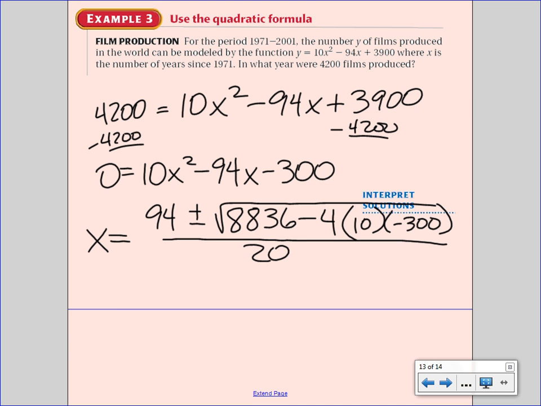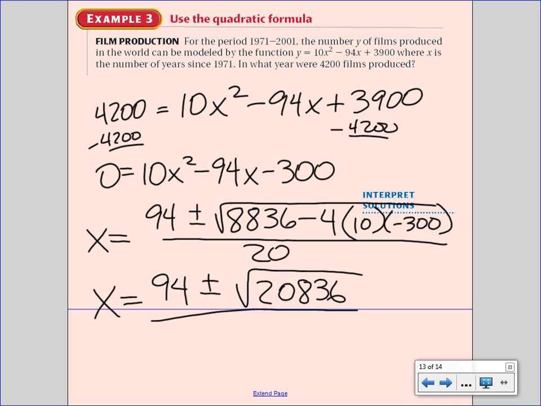Okay, 20836. So x is equal to 94 plus or minus the square root. It gave me an error. If you're getting an error, you're probably using a minus sign instead of a negative sign where the 300 is, would be my guess. I've done that before. It's an easy mistake to make. Over 2a, which is 20.